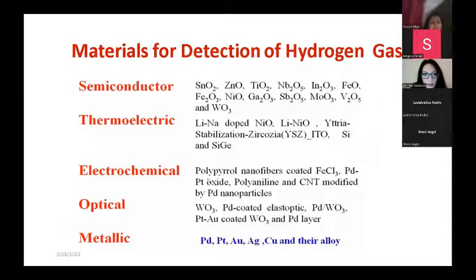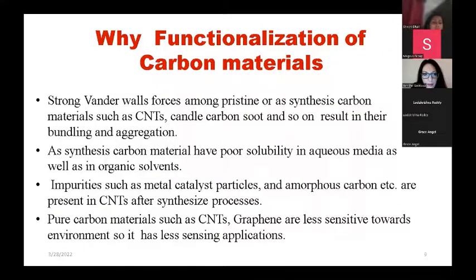Electrochemical sensors, optical sensors, and metallic sensors. Metallic sensors detect hydrogen gas at room temperature, but the cost of these metals is very high. Also, people are using combinations of carbon materials like CNT and tin oxide, CNT and metals. So lots of data is available on carbon materials in combination with semiconductors and metals. But in this work, I am going to use a very light material, that is candle carbon soot.